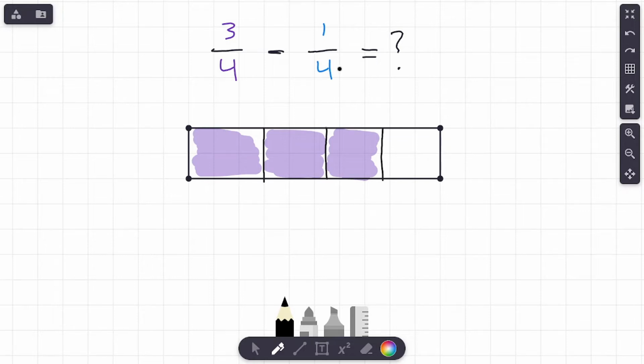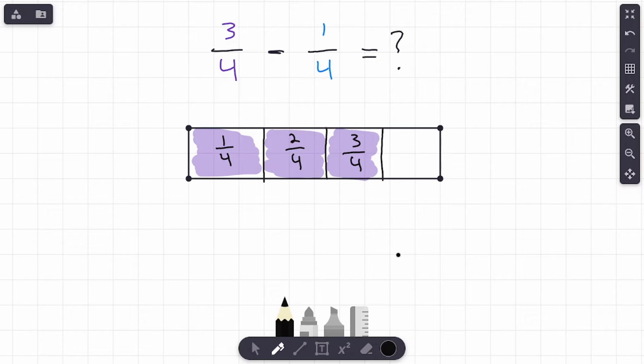How much is 1/4? If I'm saying I want you to take away 1/4, it's 1 out of 4 pieces. So we're taking a 1/4 away. How many 1/4s do we have right now? Look on the screen. Our model tells us that we have 1/4, 2/4, 3/4. We've shaded in 3/4 because that's how much we have.